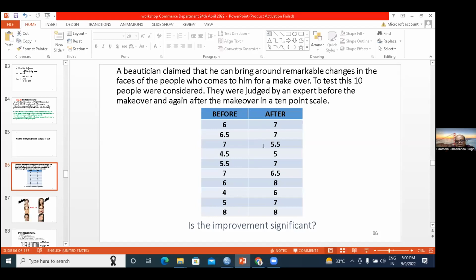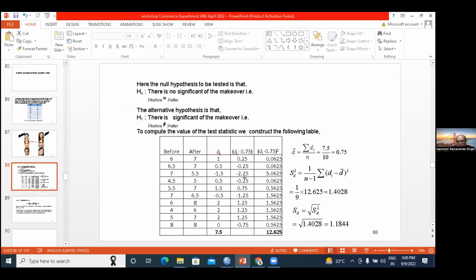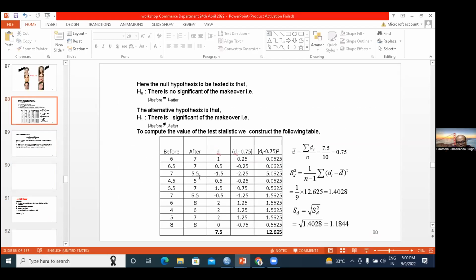So we have to say there is no significant difference. There is no significant difference before and after. The same t-test can be applied before the operation, after the operation, before the facial makeover, after the facial makeover. Is there any significant change or not? So this can be done by testing. Then the last one, this one.